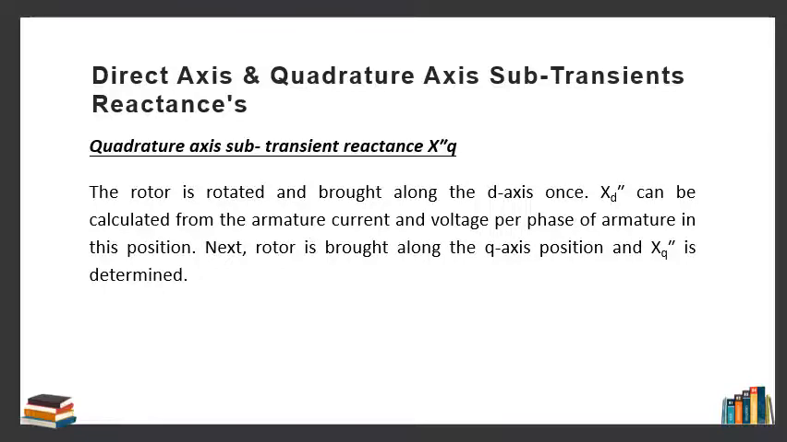The rotor is rotated and brought along the D axis once, and XD double dash can be calculated from the armature current and voltage per phase of the armature in this position. Next, the rotor is brought along the Q axis position and XQ double dash is determined.